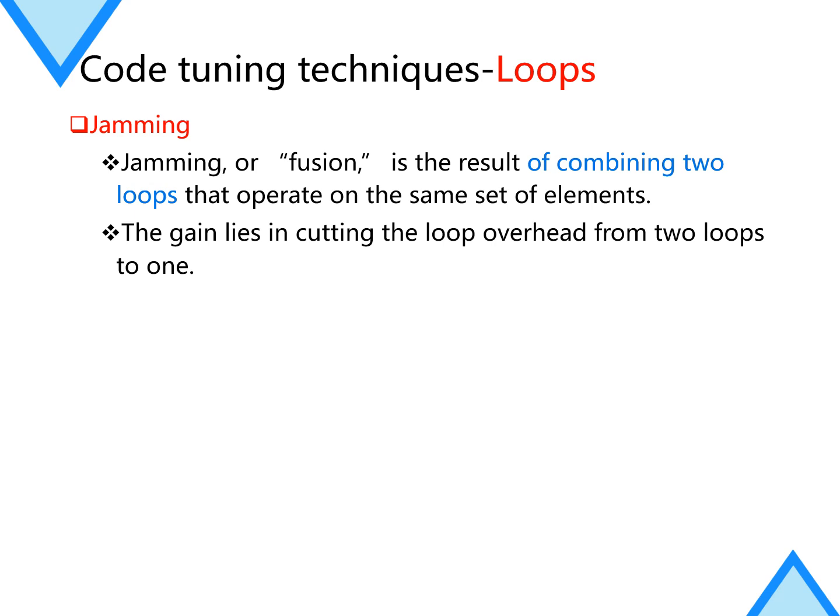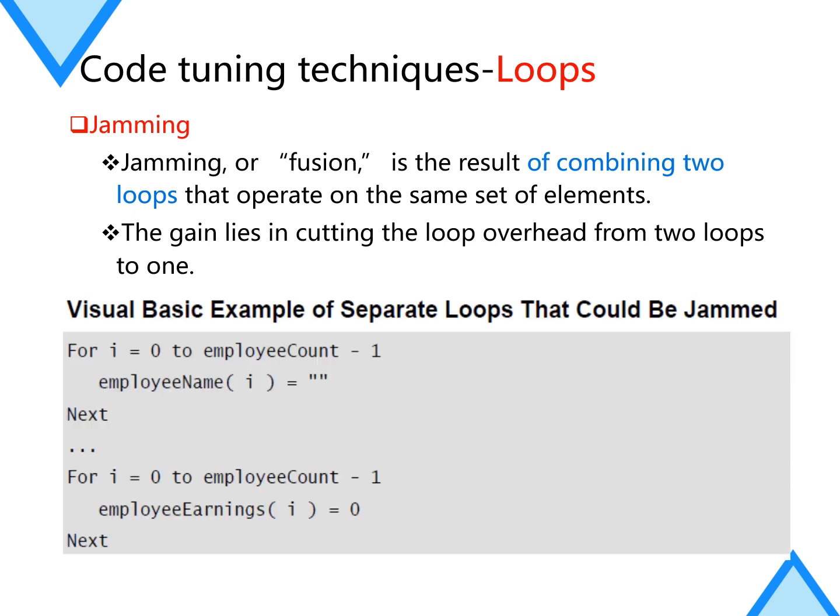So we control the loop by a loop control variable. So there is an overhead to control the loop. This overhead will reduce. Again, the gain lies in cutting the loop overhead from two loops to one.